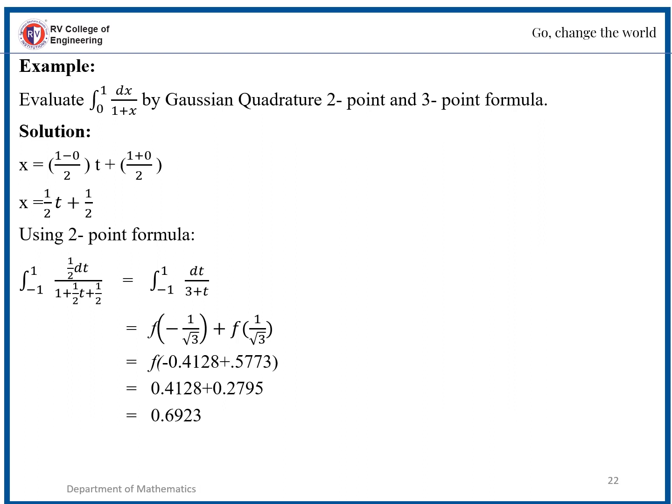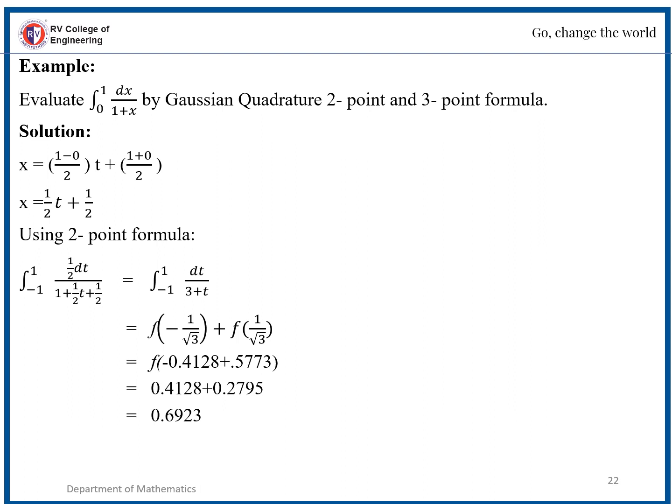So when you look at the integral, the limits are from 0 to 1. So I need to transform this to minus 1 to 1. To transform, x is equal to (b minus a) divided by 2 times t plus (b plus a) divided by 2, that is (1 minus 0) divided by 2 times t plus (1 plus 0) divided by 2. So x is equal to t divided by 2 plus 1 by 2. So this is a transformation. In place of x, we need to substitute t by 2 plus half.